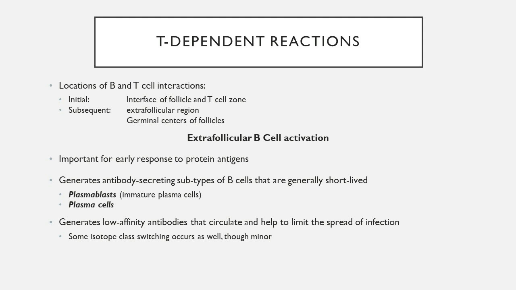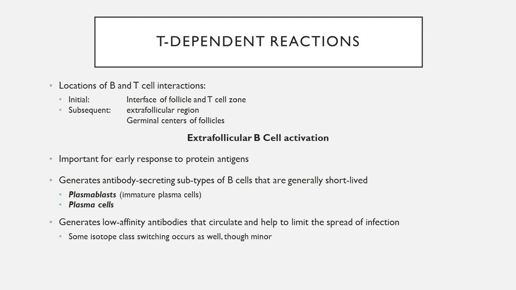Now, all subsequent activation, so we're still in the activation process here. It's a very many-step process. Subsequent activation between these two cells occurs at two different locations. One outside the follicles in the extrafollicular focus, and then the other in the germinal centers of the follicles, which is where all the cool stuff happens.